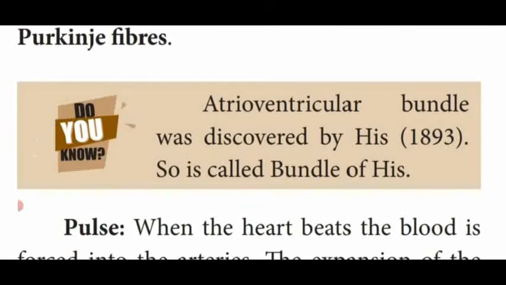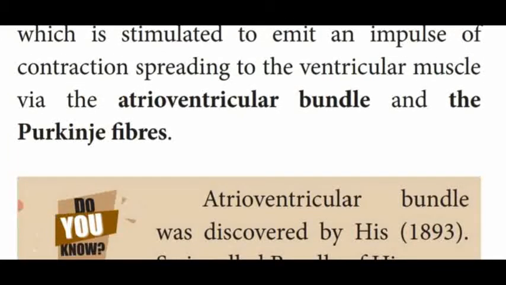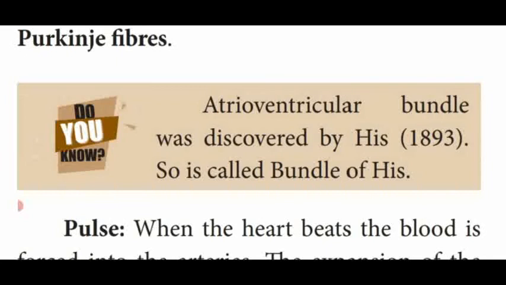Dear students, see the paragraph. The atrioventricular bundle was discovered by a scientist named His in the year 1893. So, these bundles are named the bundle of His. Two mark question: What is the bundle of His? The atrioventricular bundle was discovered by the scientist named His in the year 1893, so these bundles are named the bundle of His.